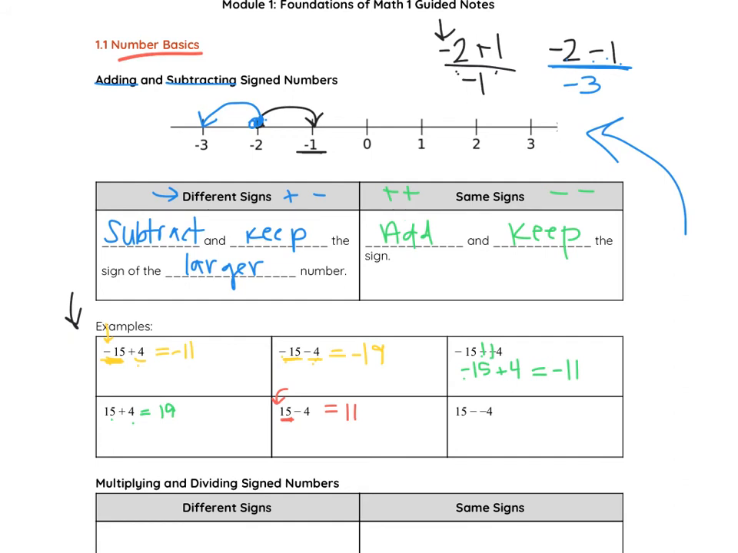And remember, if you don't write a sign, that means it's a positive. All right, and this last one right here, just like with this third example, when you subtract a negative, you're really adding. So we can rewrite that as 15 plus 4, which gives us 19.